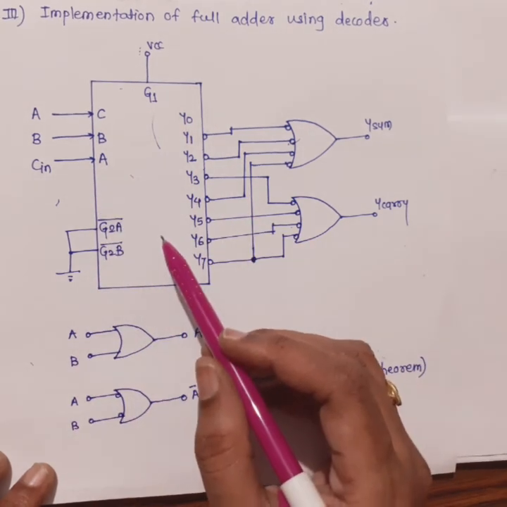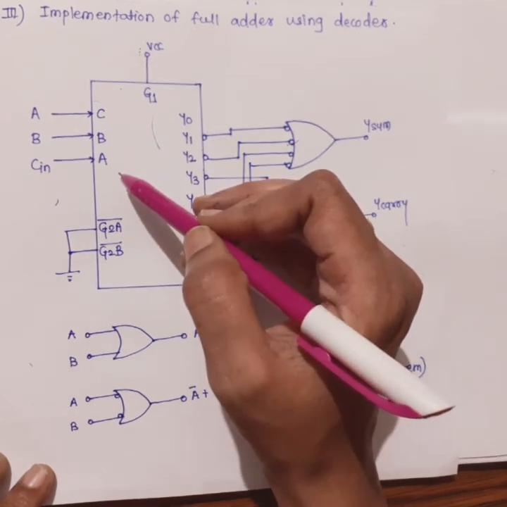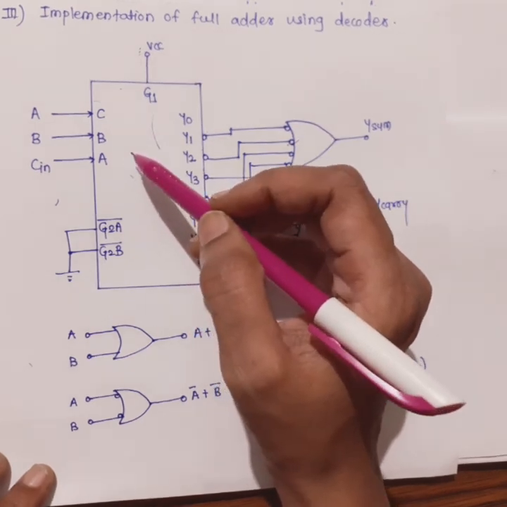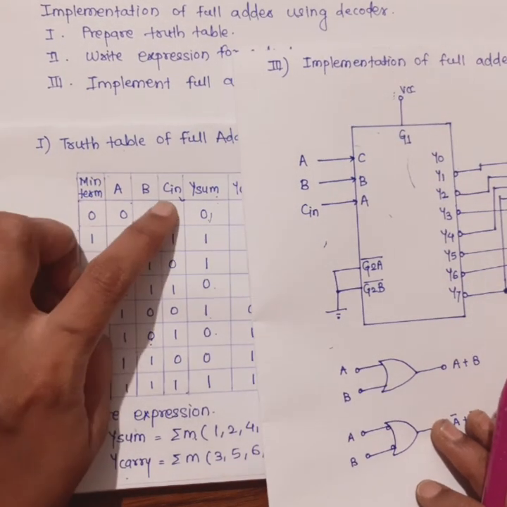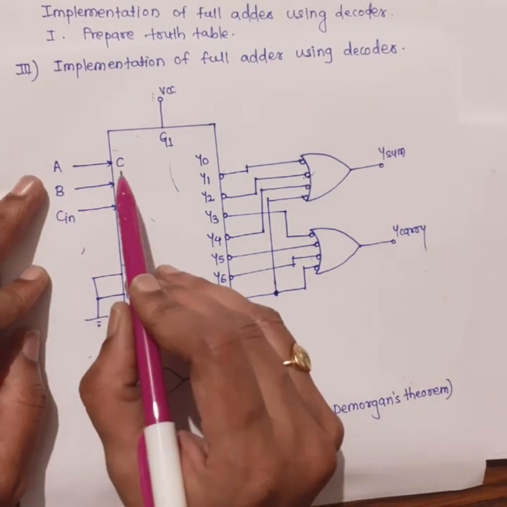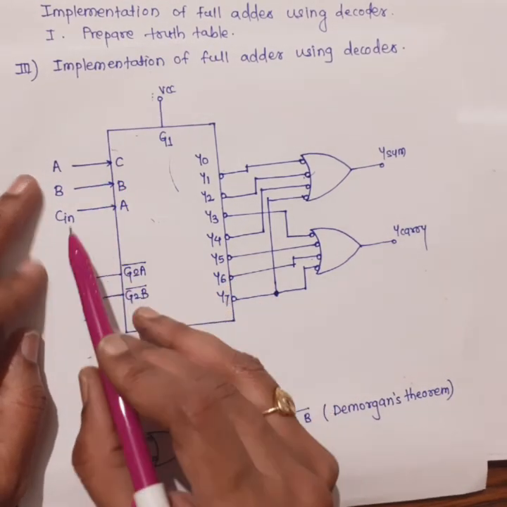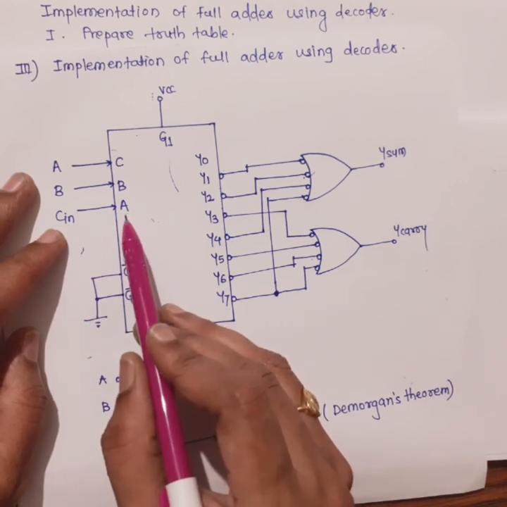decoder will become functional. Now internally C is MSB whereas A is LSB for the decoder, and we prepared the truth table by considering A as MSB and C in as LSB. So accordingly these connections are made. MSB is attached to the MSB of decoder, LSB is attached to the LSB of the decoder.